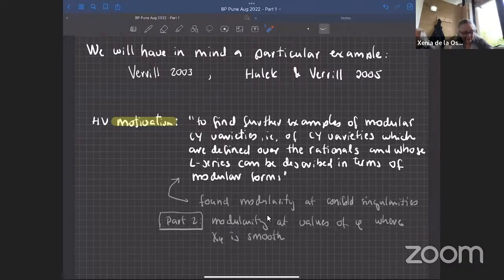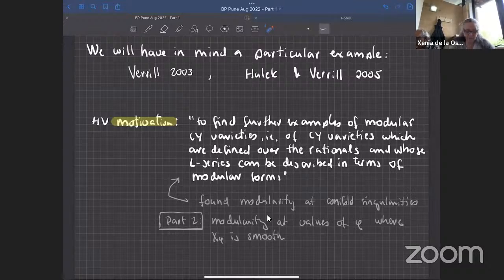So they did find, using this manifold, which we now call the Hulek-Verrill manifold, modularity at conifold singularities. A conifold singularity, this is a physicist's name, is a Calabi-Yau variety that has ordinary double points. They found in the family of these Hulek-Verrill manifolds conifold singularities, and they proved that these were modular. Some of the cases were associated to rigid Calabi-Yau manifolds, so the modularity is explained by that fact. As we know, Yui and Verrill proved modularity for rigid Calabi-Yau manifolds.